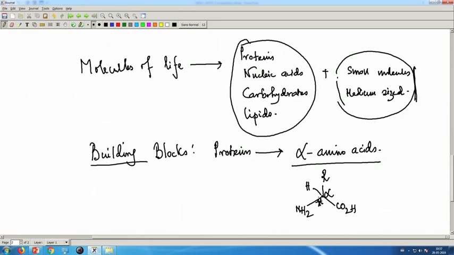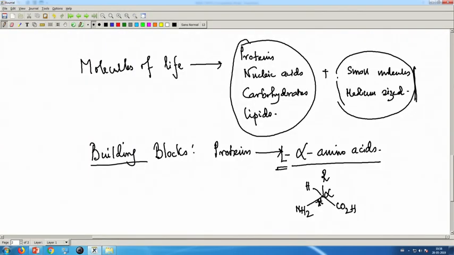Now, that means this can exist in two forms, two enantiomeric forms, and interestingly, all alpha amino acids which are present in the living system to make the proteins belong to the class of what is called L amino acids. So, they have a configuration which is L. So, what are the components or building blocks of the proteins? You have to say that they are made up of L alpha amino acids.